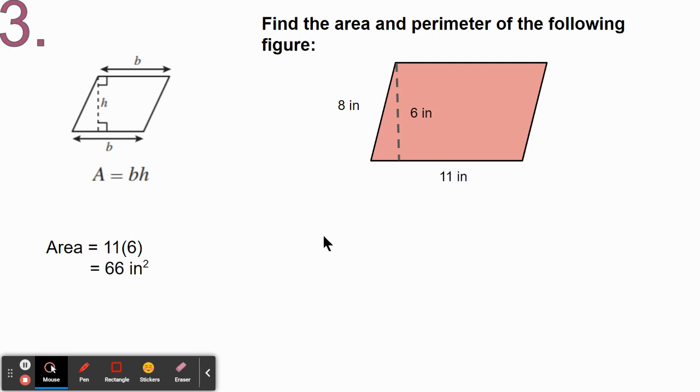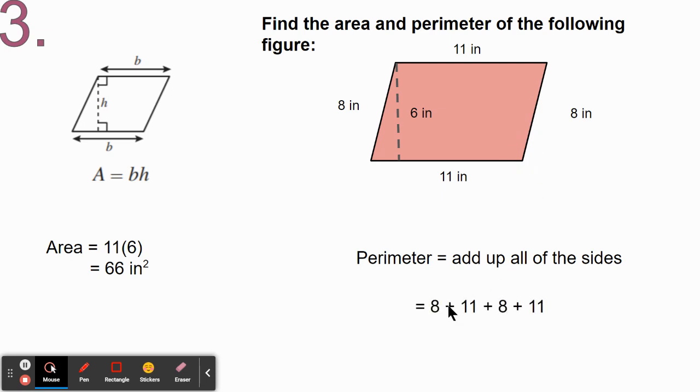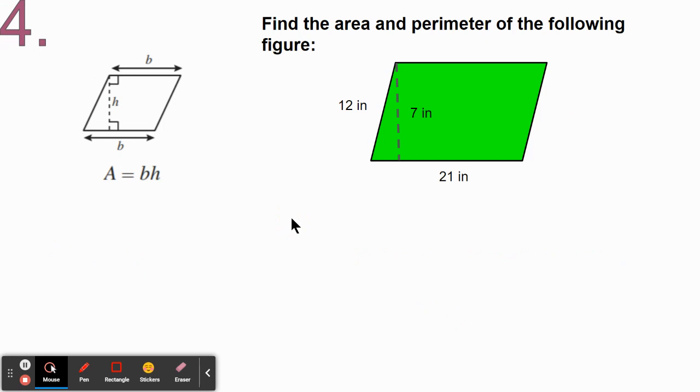Now the perimeter, we have to add up all of the sides, so we need all of the sides. So this side is 11, that means that this side is 11. Okay, because those are congruent. And if this slanty side here is 8, that means that this slanty side here is 8. So if we go around, 11 plus 8 plus 11 plus 8, add that all up, we get 38 inches. Okay, you try this one.